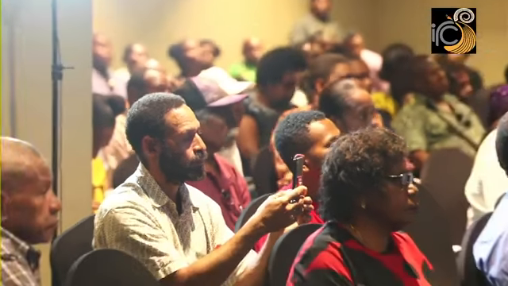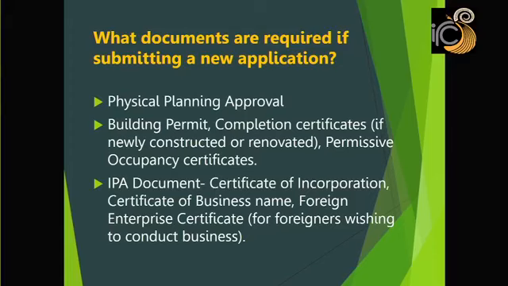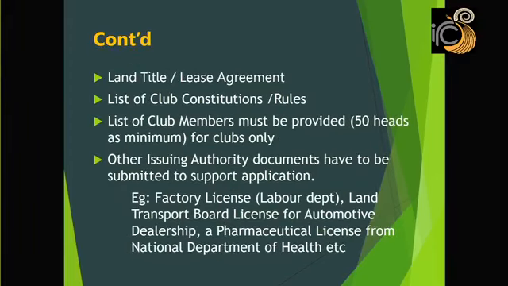We also require IPA documentation, such as the certificate of incorporation, a certificate of business name, or a foreign enterprise certificate for foreigners that wish to do business in our city. Additional requirements: I think Thomas from that end talked about his store, his shop in a settlement. Our requirements at the moment are that your property has to have a property description, and you must be the owner, or you must have a lease agreement from the person you're leasing from to run your business. So these are the requirements we have in place: land title or a lease agreement.